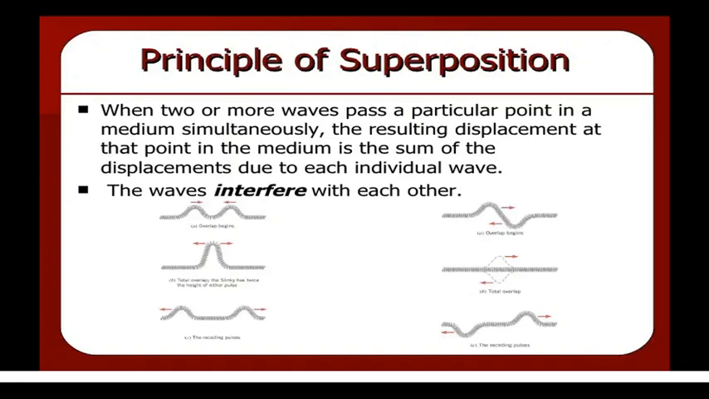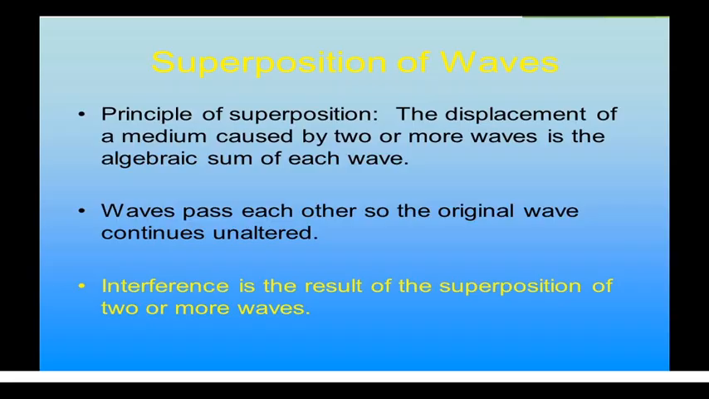And this interference of the waves is proved by Thomas Young in his double slit experiment. So what is meant by superposition? The displacement of a medium caused by two or more waves is the algebraic sum of each wave, and interference is the result of the superposition of two or more waves. Superposition of two or more waves results in interference.